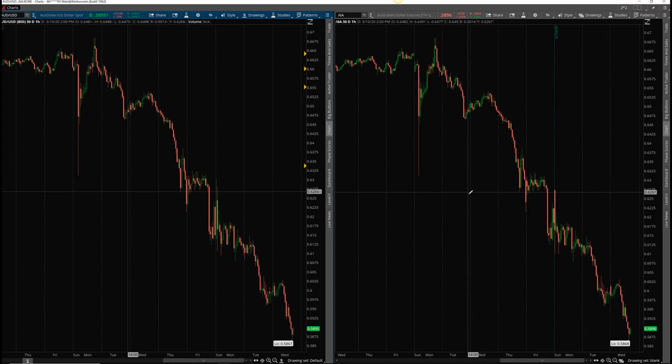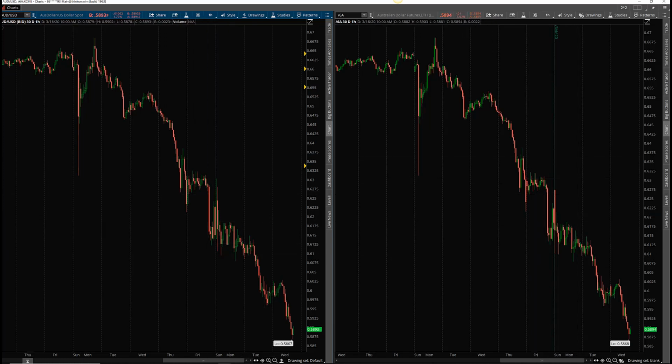The 6A is the corresponding futures symbol for the AUD USD. So you can see these charts are going to be very similar. Once again, I will do my charting on the AUD USD, but my trading on the 6A.